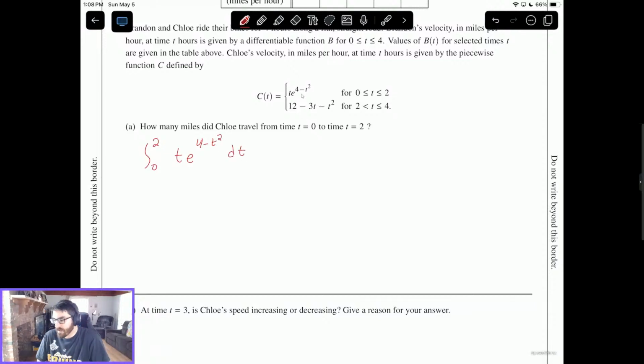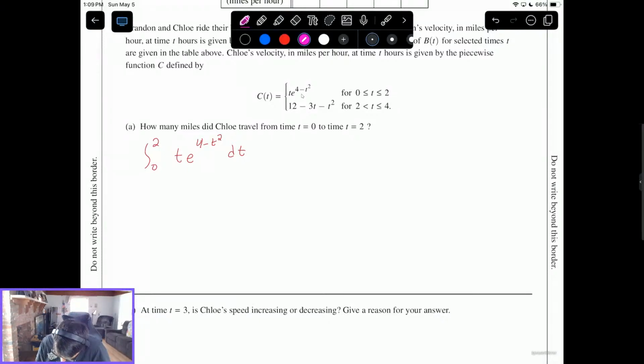This is a no calculator problem. No calculator means I have to use a u substitution because I do not know how to integrate the product of two functions. This is t times e to something, and I don't know how to do that, so I use a u sub. We're going to let u equal 4 minus t squared. Then du is negative 2t dt, and if I isolate, I get negative 1 over 2t du is equal to dt.